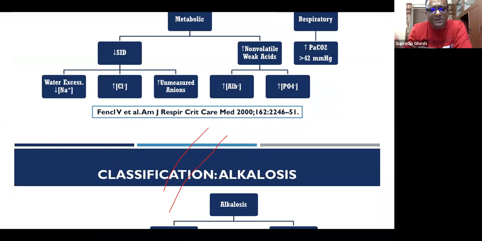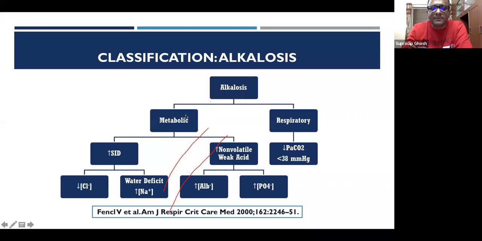In contrast, in case of alkalosis, it can again have either a metabolic or a respiratory component. If the PaCO2 is low, it is respiratory alkalosis. If there is metabolic alkalosis, either the SID is increased or the non-volatile weak acids are decreased. I hope it is not confusing.